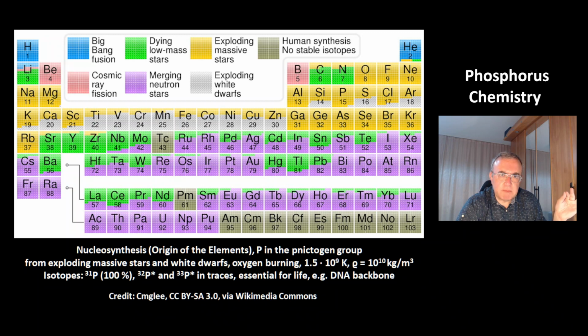In nature, there's basically one isotope, that's the isotope phosphorus-31. There are 2 more radioactive isotopes, 32 and 33, but only in traces. Phosphorus is an essential element for life. For example, it is one of the 2 components of the backbone of the DNA molecule. The other one is deoxyribose.